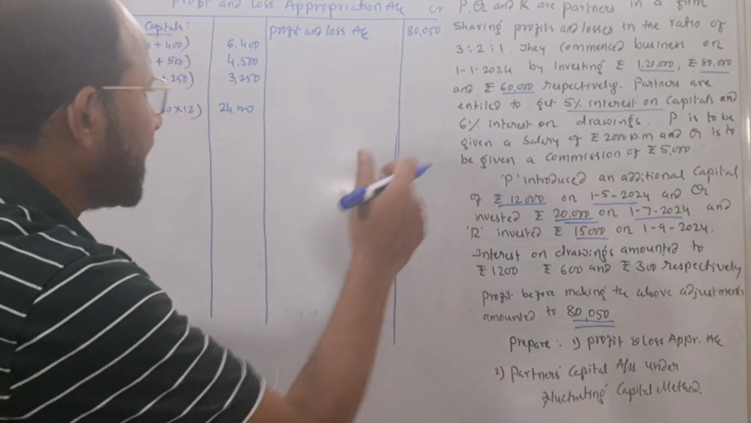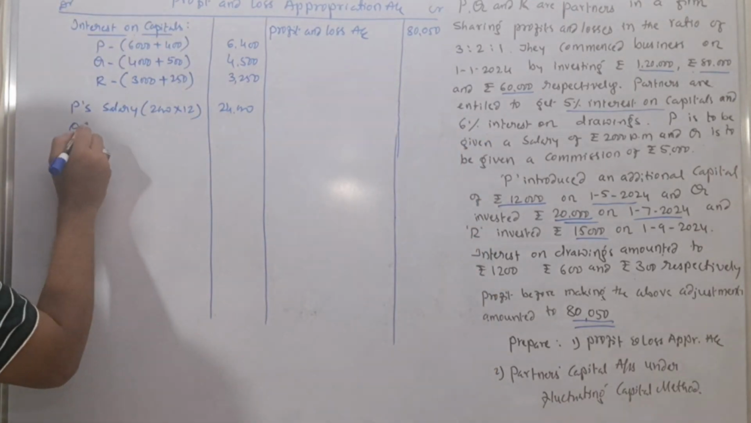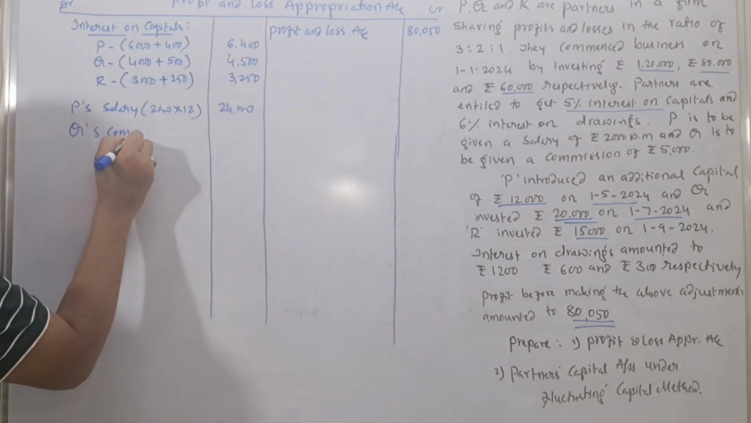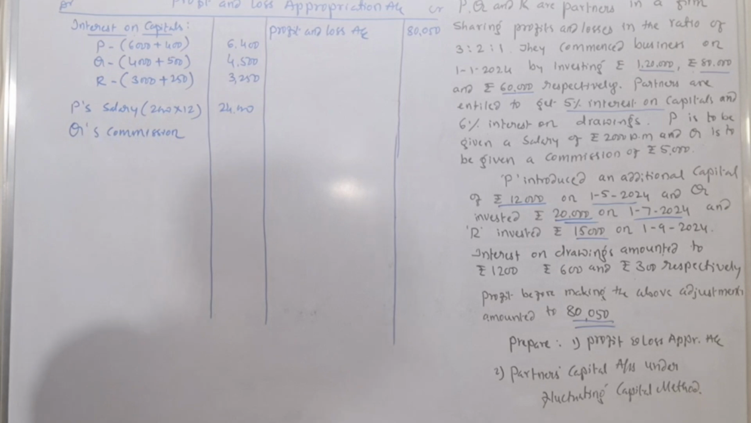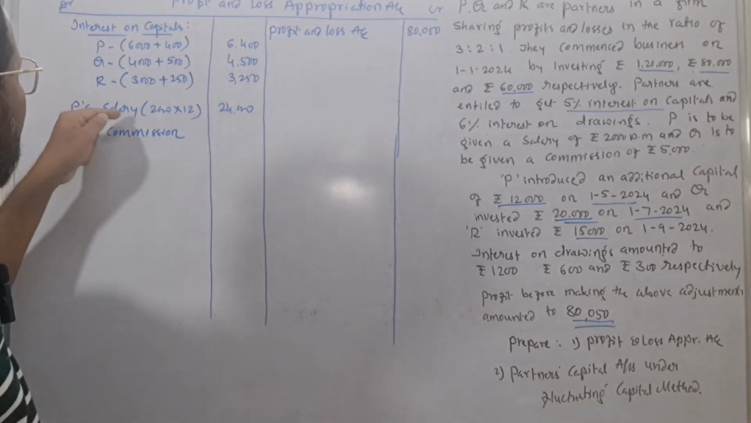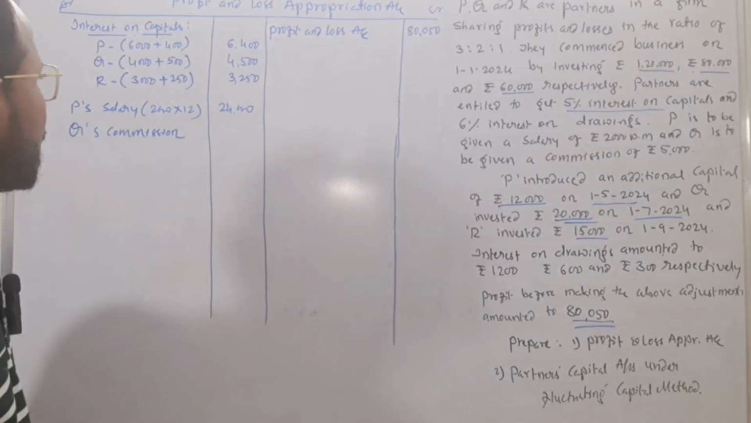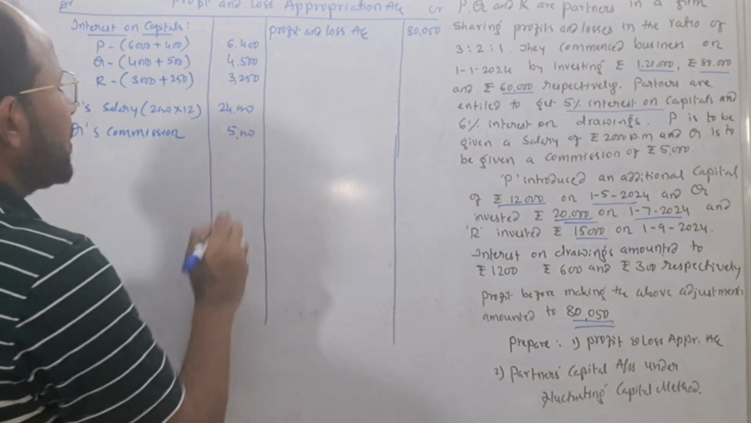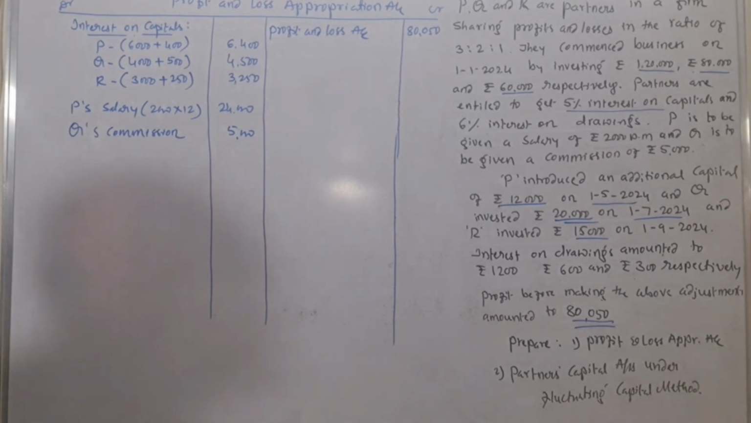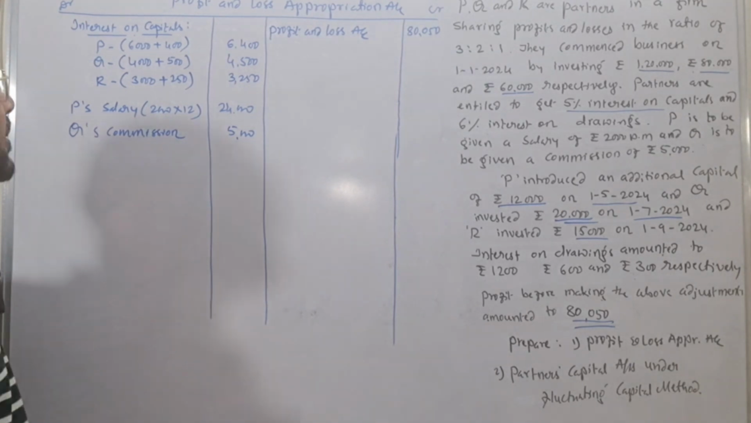Next one is Q is entitled to get a commission. That is why Q's commission, where you are going to credit it, in Q's capital account. You can also write here P's capital account, Q's capital account. Okay, Q's commission is how much? Rupees 5,000. Rupees 5,000. What else?